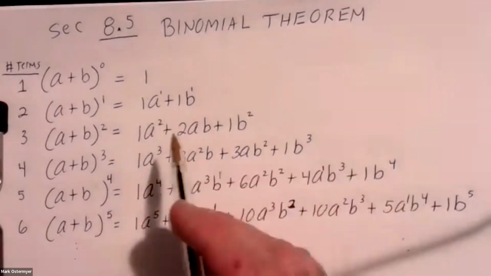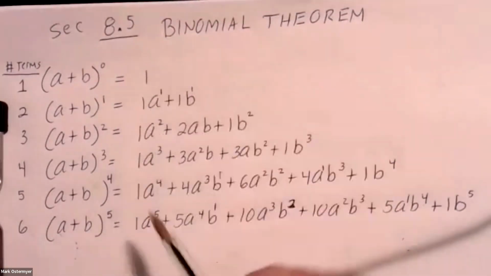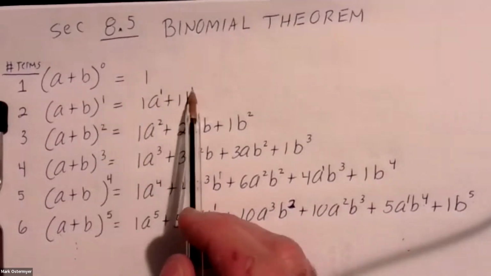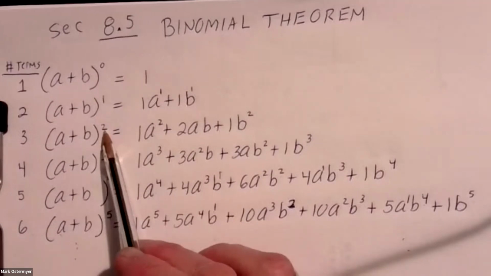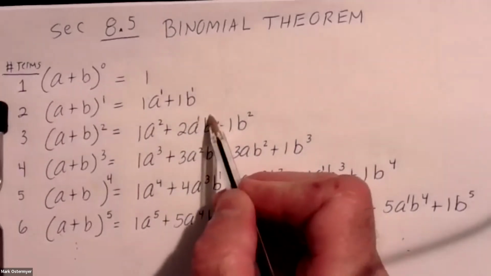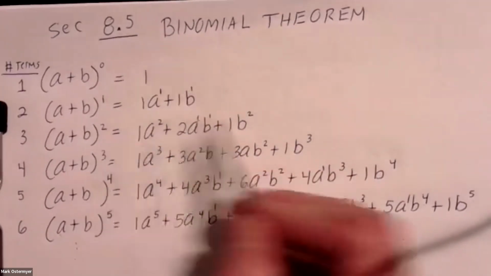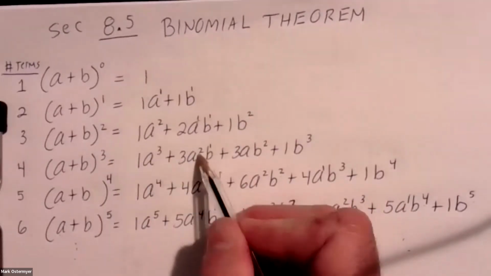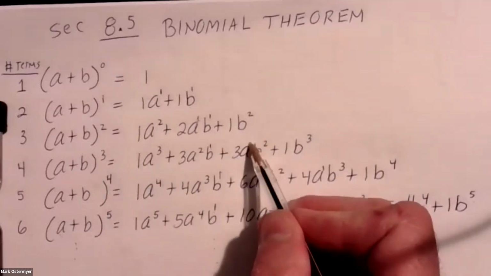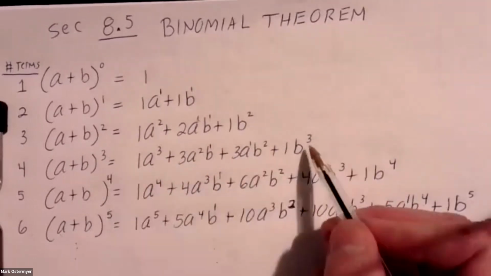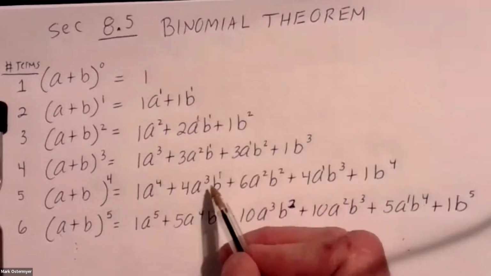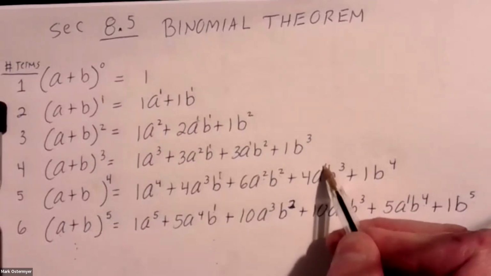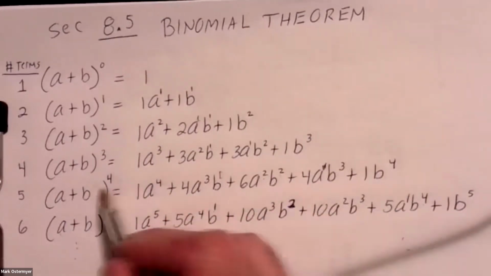Another observation is notice the sum of the exponents on any term always adds up to the power the binomial is being raised to. 1, first power. 1, first power. 2, second power. 1 plus 1, second power. 2, second power. 3, third power. 2 plus 1, third power. 1 plus 2, third power. Third power. Fourth power, 3 plus 1, fourth power, 2 plus 2, fourth power, 1 plus 3, fourth power, fourth power.